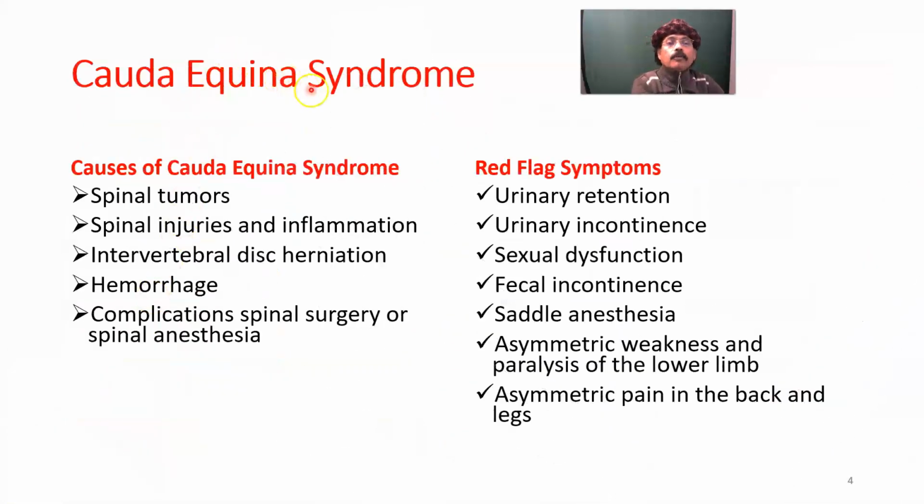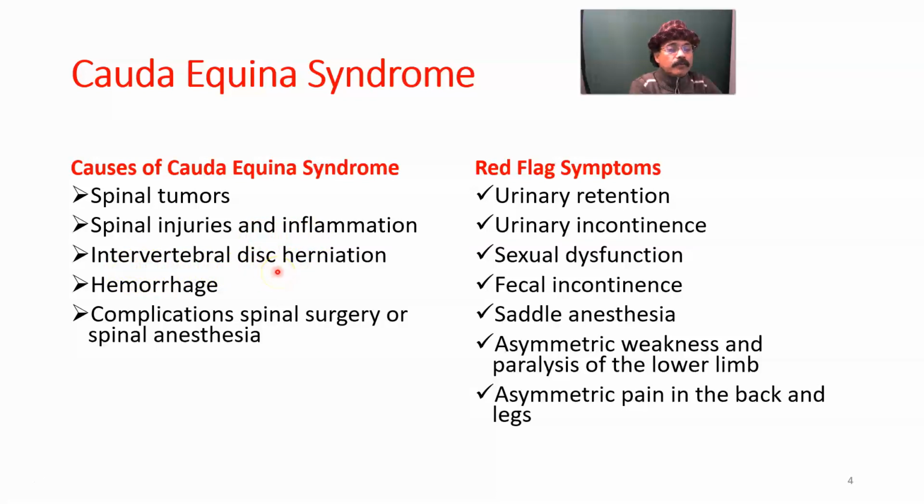Now the causes of Cauda equina syndrome. Spinal tumor: it may be a primary tumor or a secondary tumor; in many cases it is secondary to the vertebral column. It may also be a local tumor like meningioma. Spinal injuries and inflammation: maybe trauma, a complication of a road traffic accident, or inflammation. The meninges around the spinal cord and the cauda equina may be inflamed.